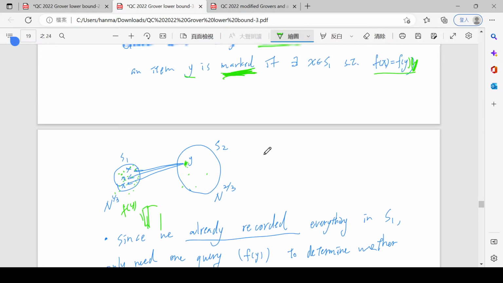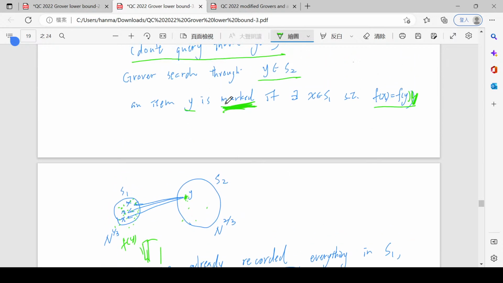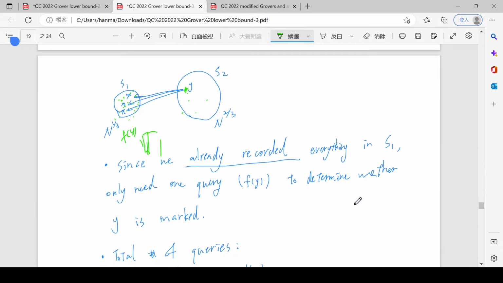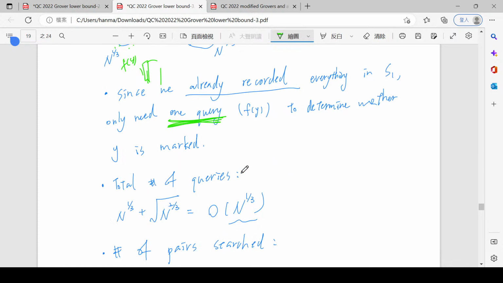So this checking mark item step actually only requires one query. Okay, only one query. This is a key step here. You only need one query to check an item in S2, such that f of y is different from every f of x inside S1. Okay, and then that works.